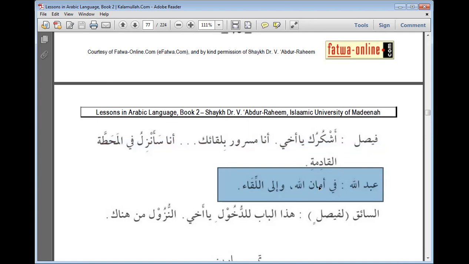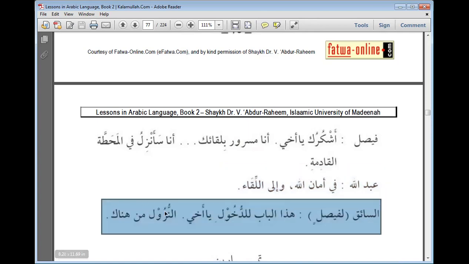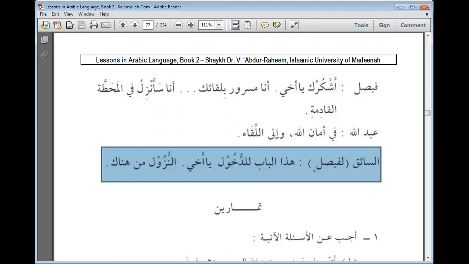Right, so I'm literally just going through the reading of it, inshallah. Last line. السائق لفيصل هذا الباب للدخول يا أخي. النزول من هناك. All right, so that's the end of the passage here.